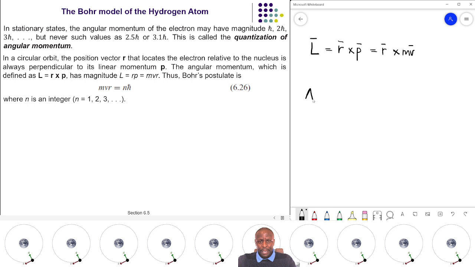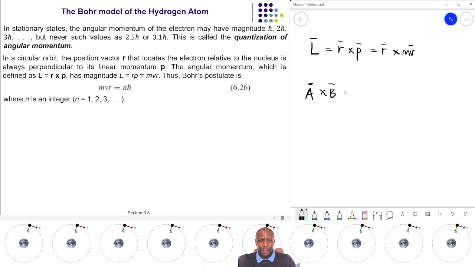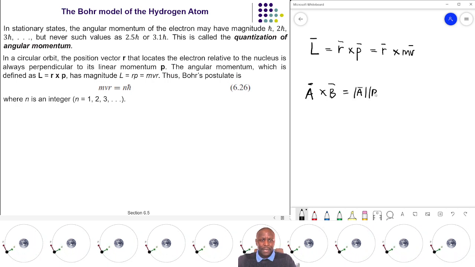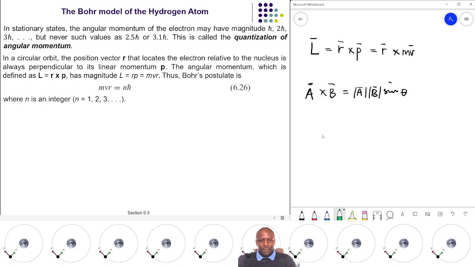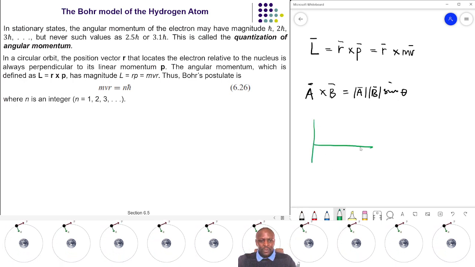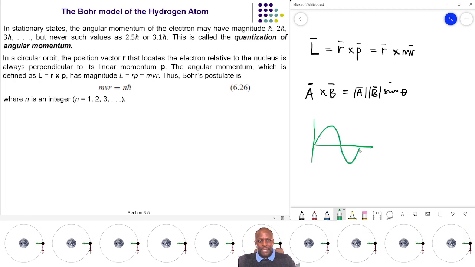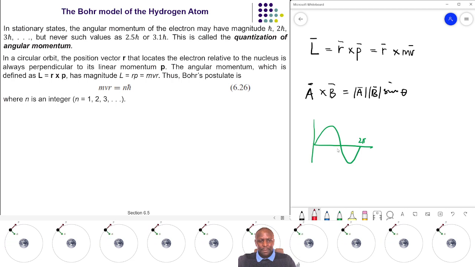And I also want to remind you that vector A cross vector B is nothing else but the magnitude of vector A times the magnitude of vector B times the sine of the angle theta between them. And what is also important, I want to remind you of the sine graph. The sine graph can be plotted in this fashion, where here is 2 pi, here you've got pi, here pi half, and here 3 pi halves.